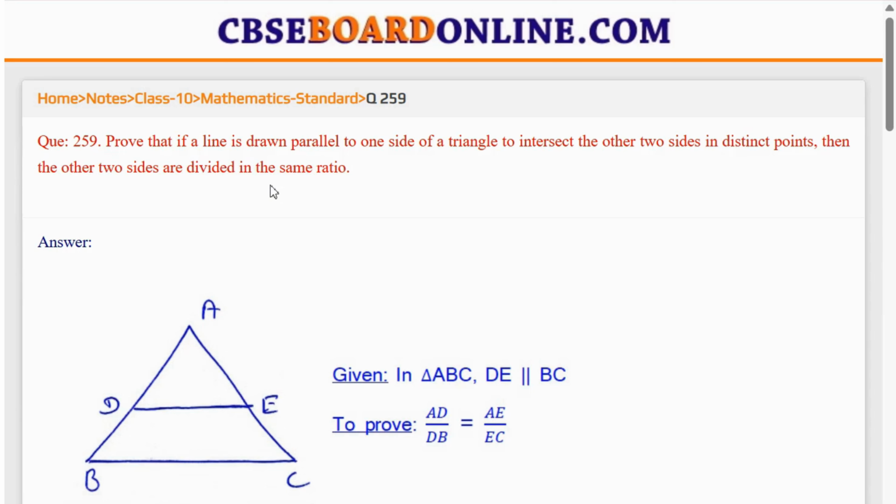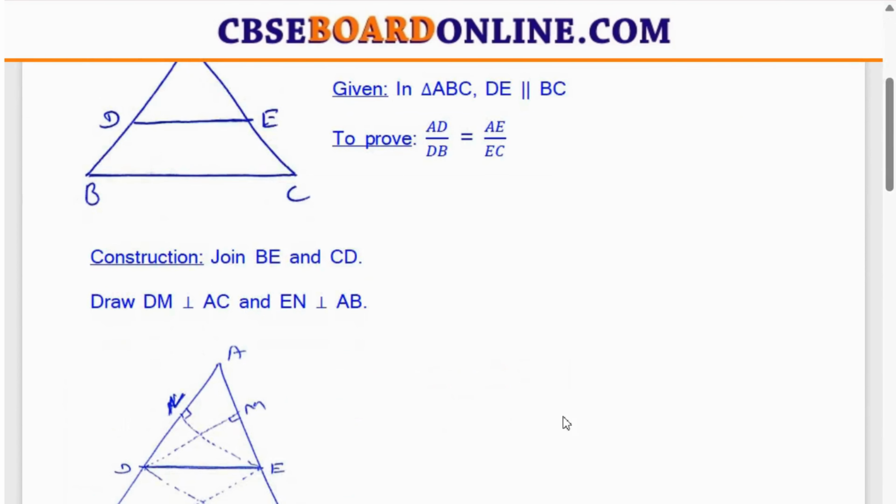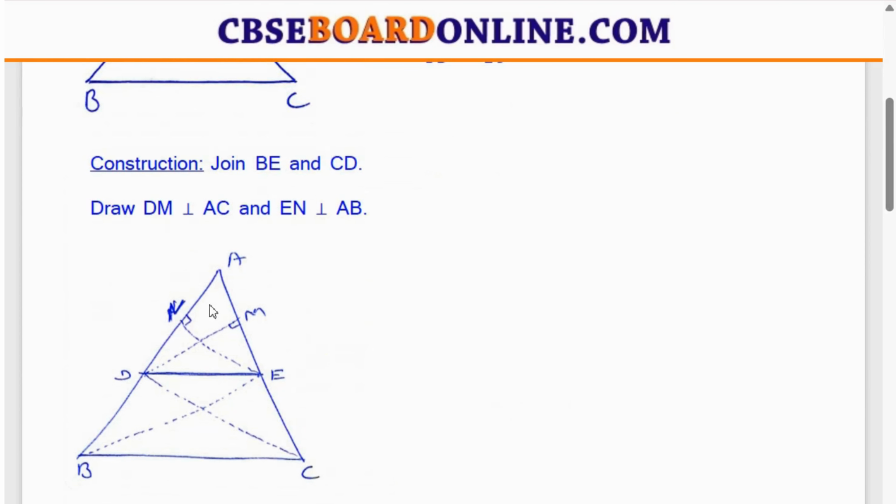Okay, coming to the next question, that is 259. We have to prove that if a line is drawn parallel to one side of the triangle, it means if this line is parallel to this side and touches the other two sides, then the ratio of these two will be similar to this ratio. So for this, what did we do? We drew DM perpendicular on AC.